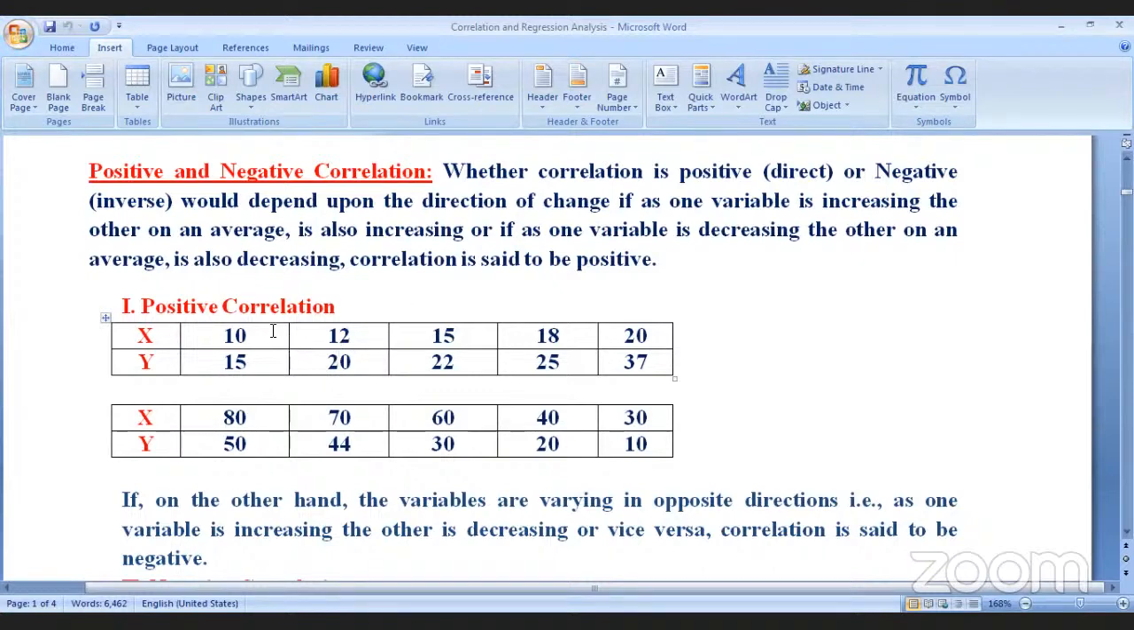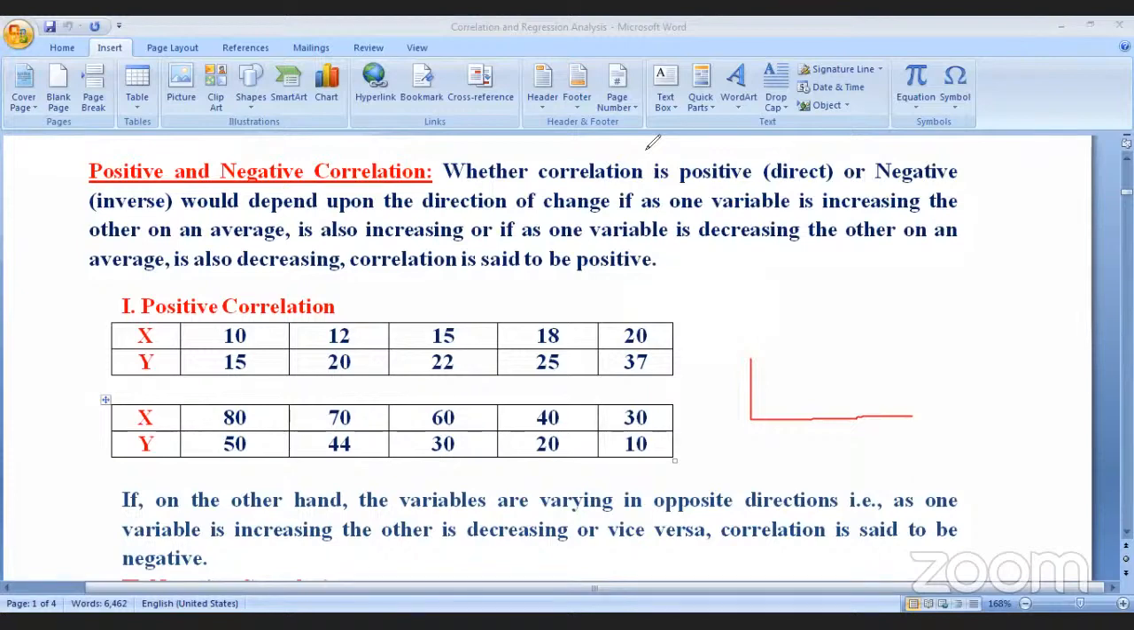This table: 10, 12, 15, 18, 20. See, it is increasing. 10 and 12, increasing. 15 increasing, 18 increasing, 20 increasing. In the same manner, this one also: 15, 20, 22, 25, 37. On an average, it is increasing. So observe carefully with the help of this small diagram.